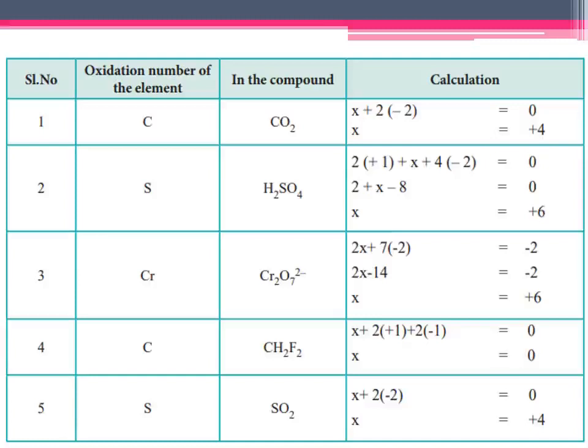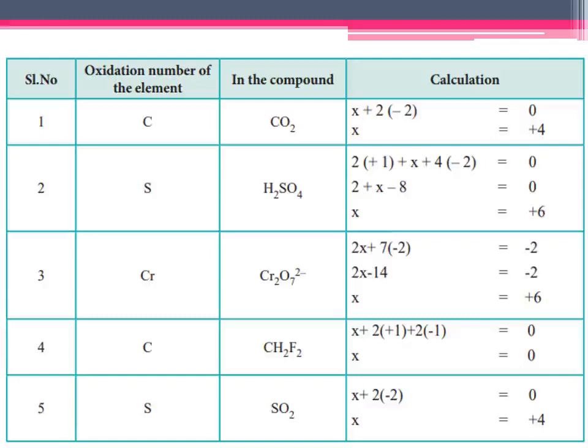H2SO4, 2 molecules of hydrogen. So, 2 into hydrogen oxidation state? Plus 1. So, 2 into plus 1. Then again plus. What is the value of sulfur? We don't know. So, plus X. Then again a plus. Then 4 molecules of oxygen. So, 4 into what is the oxygen value? Minus 2. Then you have to find the X value. That is the S value. Okay children, do you understand how you have to find?